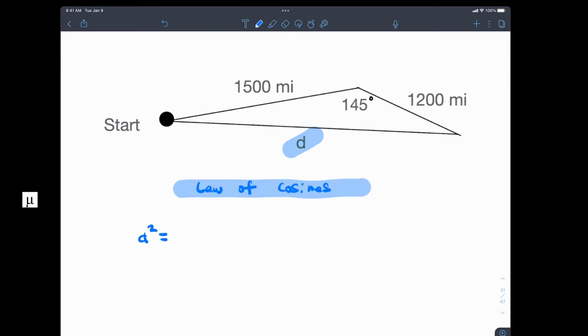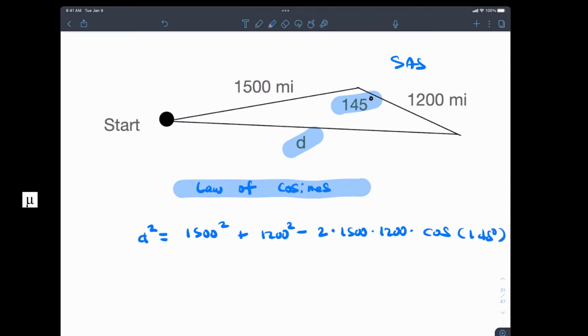This is going to be what? D squared. Remember, this is law of cosines. You have side angle side. To get D, you get what? 1,500 squared plus what? 1,200 squared minus what? 2 times 1,500 times 1,200 times cosine of 145. D now is the square root.